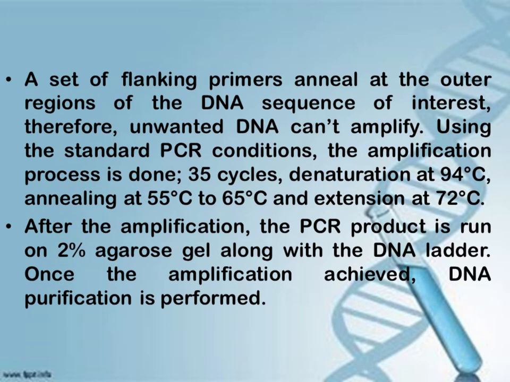Using the standard PCR condition, the amplification process is done for 35 cycles: denaturation at 94 degrees Celsius, annealing at 55 degrees Celsius to 65 degrees Celsius, and an extension at 72 degrees Celsius. After the amplification, the PCR product is run on 2% agarose gel along with the DNA ladder. Once the amplification is achieved, DNA purification is performed.